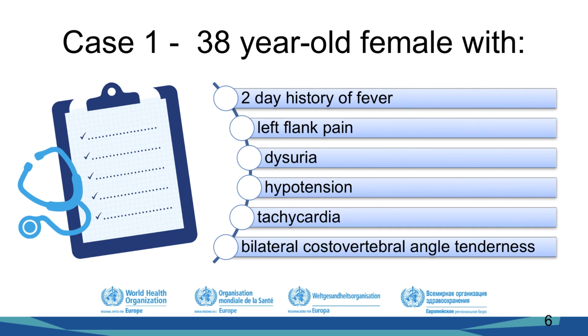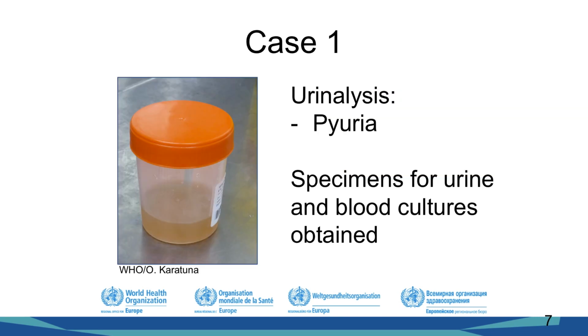You are evaluating a 38-year-old woman who presents to your hospital with a 2-day history of fever, chills, left flank pain, and dysuria. Her physical examination is remarkable for the presence of fever, tachycardia, hypotension, and costovertebral angle tenderness bilaterally. Urinalysis reveals pyuria, and urine and blood cultures are obtained and sent to the laboratory for identification and antimicrobial susceptibility testing.